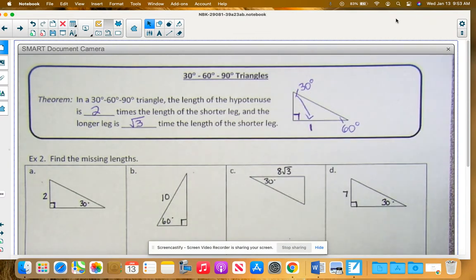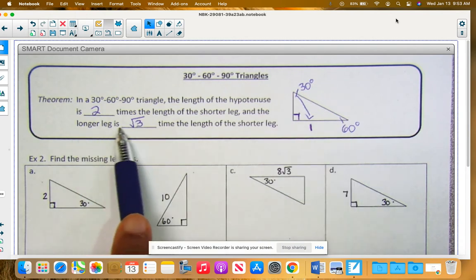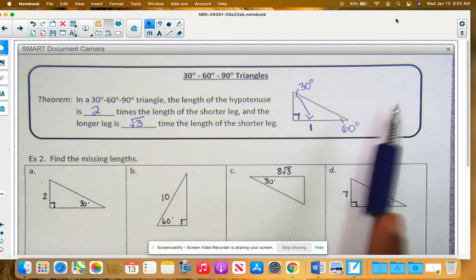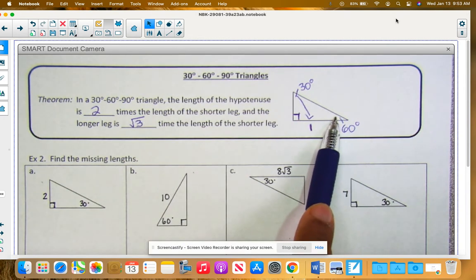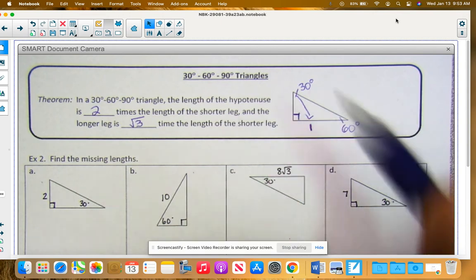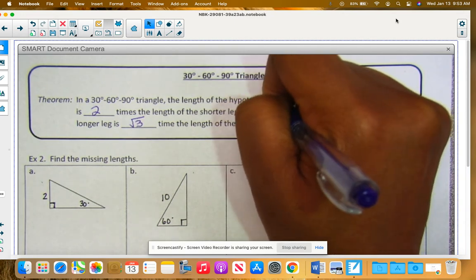Across from 60 is our longer side. And the longer leg is the square root of 3 times the length of the shorter leg. So this is 60. Go directly across from 60. That's going to be our longer leg. So that side is x square root 3.